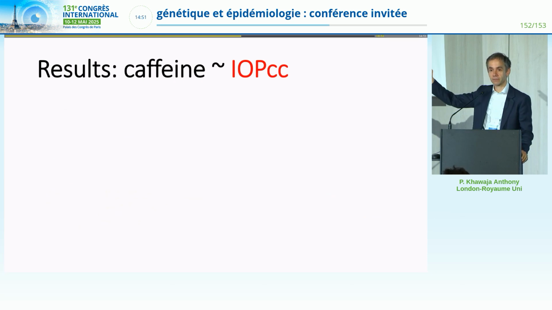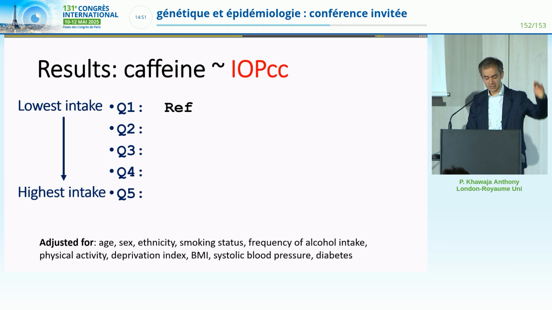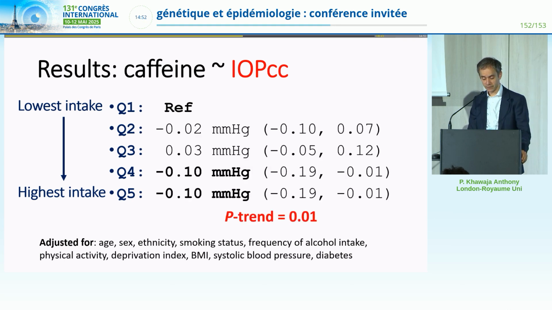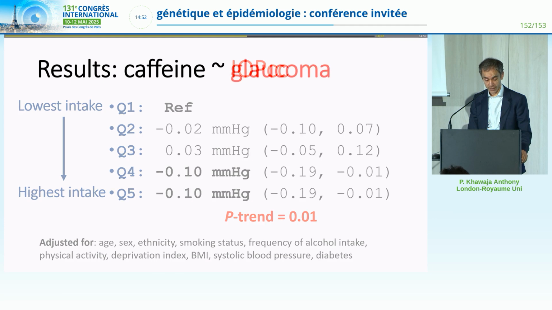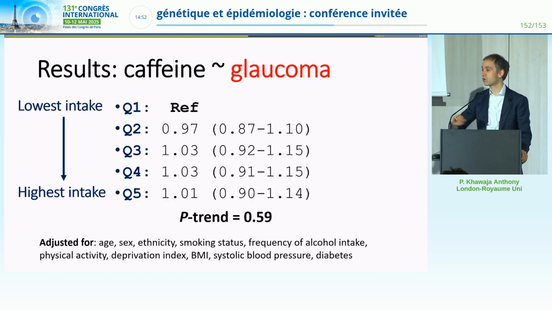So we looked at that for the intraocular pressure, the corneal compensated intraocular pressure, dividing people into 5 equal groups of intake. If anything, we found that higher levels of caffeine intake were associated with a slightly lower intraocular pressure, which was counter to what we thought. We know in some studies of glaucoma sufferers, when they consume caffeine, the intraocular pressure increases a bit. So not much there. And when we looked for glaucoma prevalence overall, we found nothing.